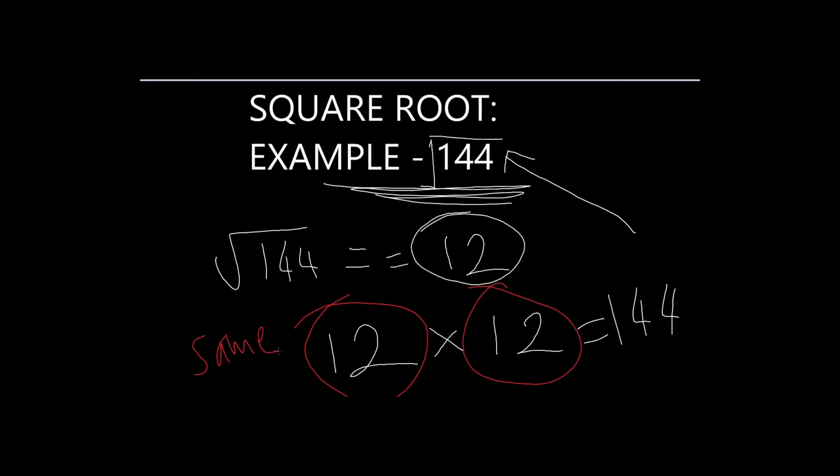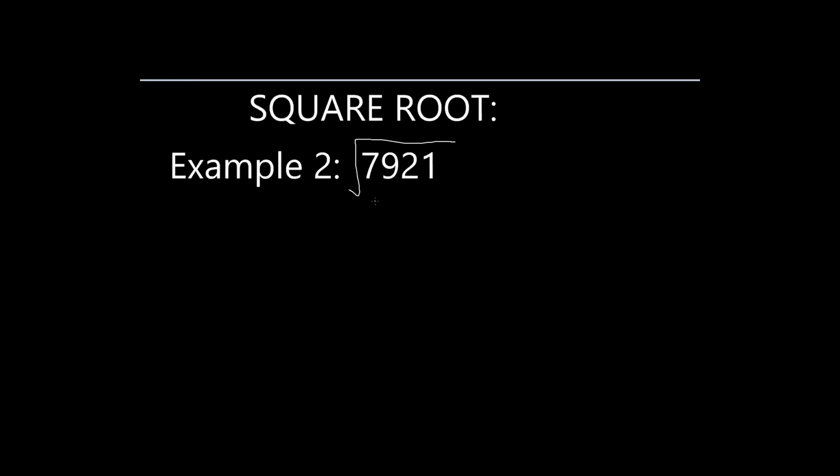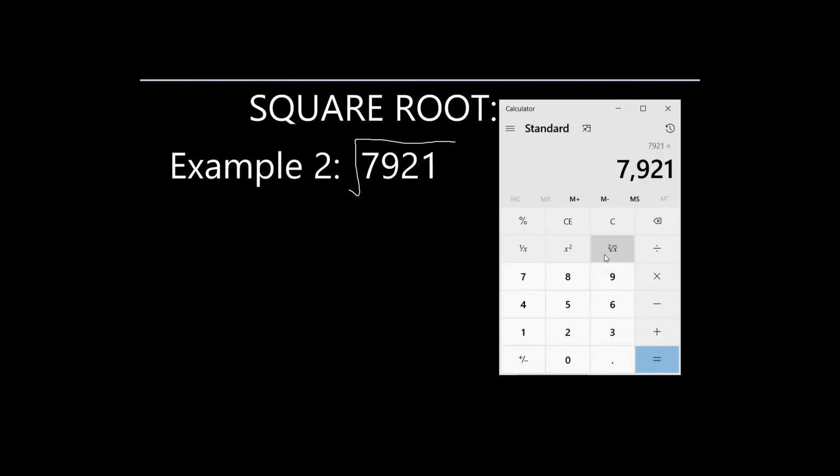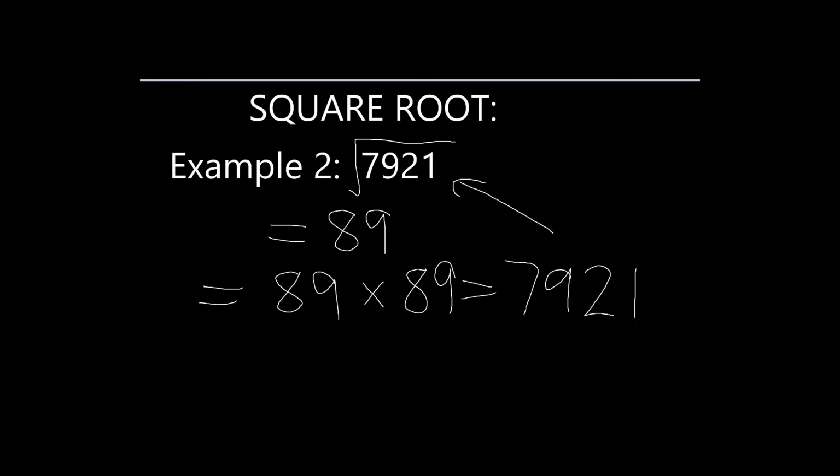We can do the same for another number. For example, let's take root 7921. If we put that into the calculator, we get 89. So what does this mean? It means 89 times 89, again, there's the 2 numbers here, equals the number under the square root, which is 7921.